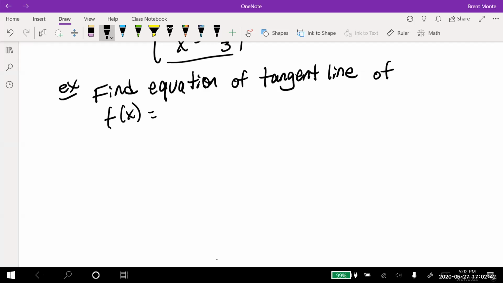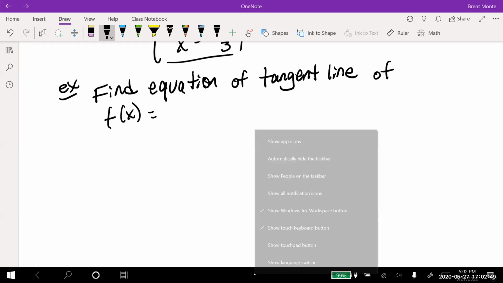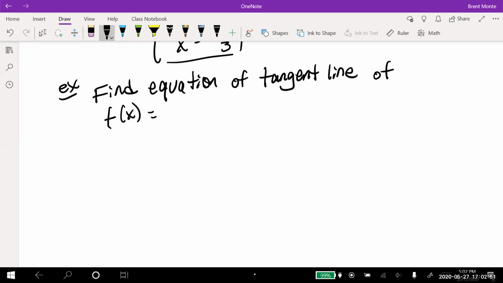what do we want here? Let's just say it is 5 over x squared, at, and let's say it's at the point, we'll make the point relatively easy, (1, 5). You notice if I plug in 1 for x, I do get 5 as my answer. So let's find the equation of the tangent line there.